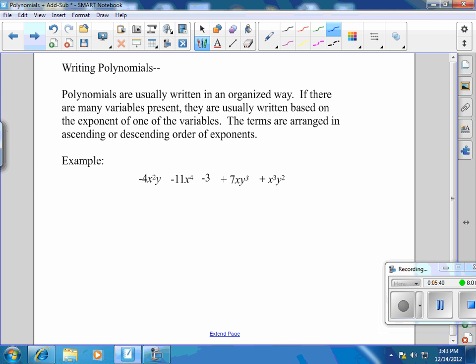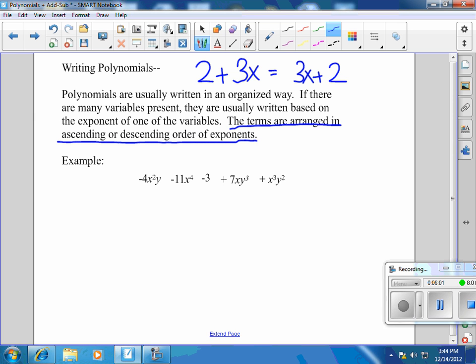Writing polynomials. Normally in math class we have an order to things. So if I were to give you 2 plus 3x, chances are most of you would write it as 3x plus 2. The other way is definitely not wrong. There's just an order to 3x plus 2, and this order is based on ascending or descending order of the exponents.